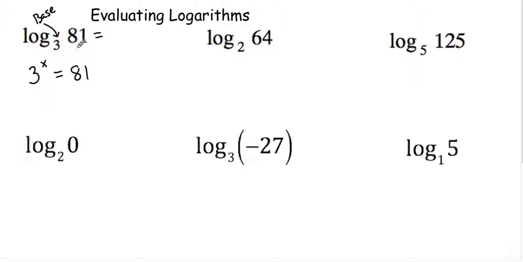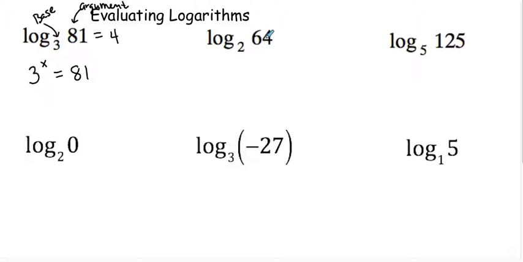81. Okay, so the 3 is called the base, the 81 is called the argument. And the log base 3 of 81, or the power that 3 would be raised to give you 81, is 4, because 3 to the 4th power is 81.